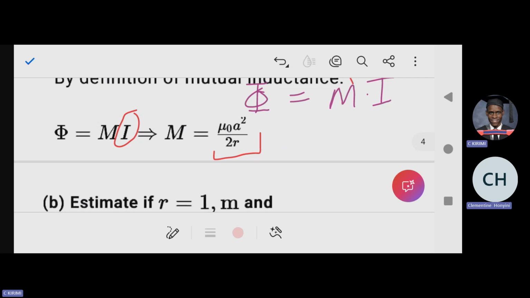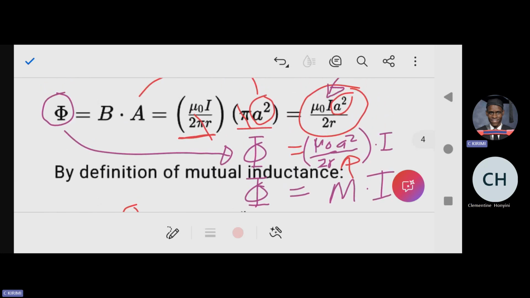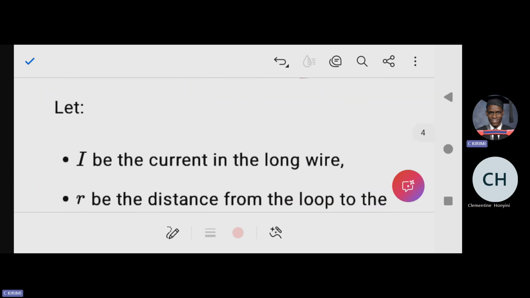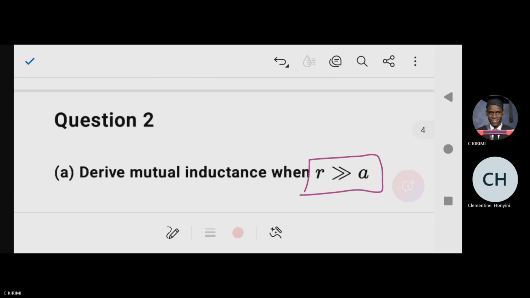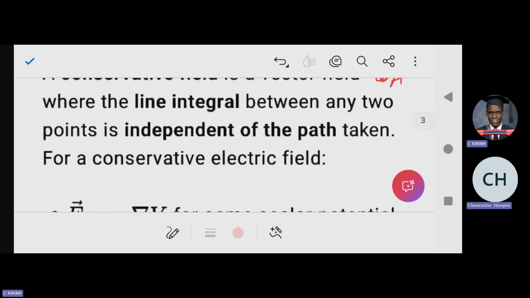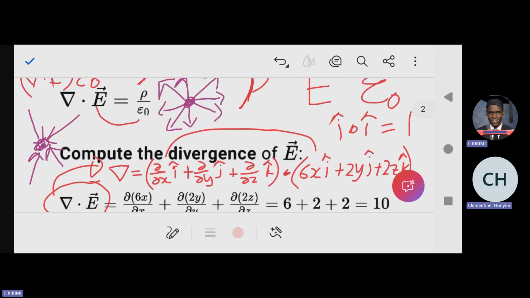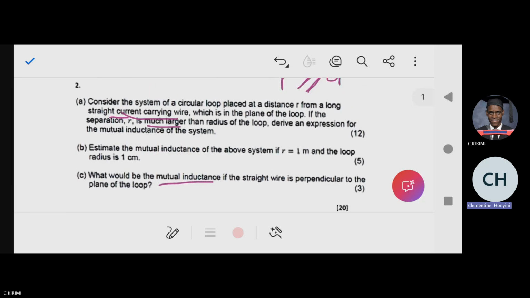So the next question now is number B. We are done deriving. Now we are going to number B. B is saying what? For B, estimate the mutual inductance of the above system. You already derived the formula. You were not given the formula. So you have derived the formula. So now you want to estimate.